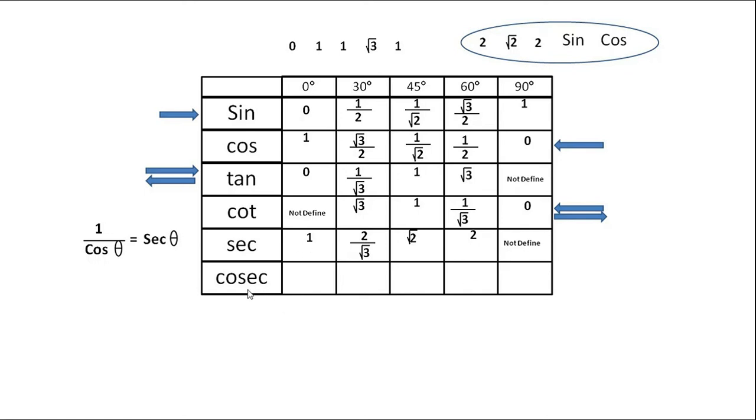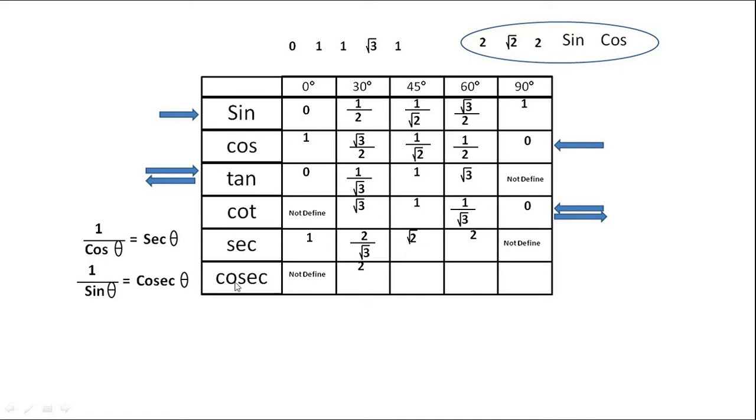Similarly, we can get the values of cosec. 1 by sine theta is cosec theta. So if we want cosec 0 degree, then we take the value of sine 0 degree. Sine 0 degree is 0, so we write 0 here, with the below 1. We reverse it, that is 1 by 0, and 1 by 0 represents a not defined form, so we write not defined here. Then for cosec 30 degree, we take the value of sine 30 degree, that is half, and we reverse it: 2 divided by 1. We can neglect the below 1, so we vanish it and get 2 for cosec 30 degree.